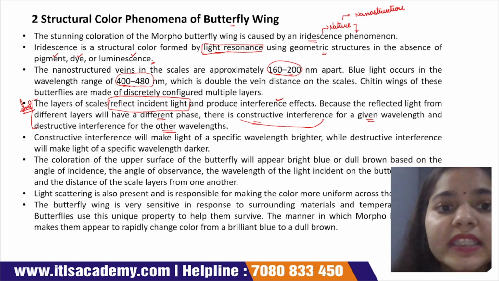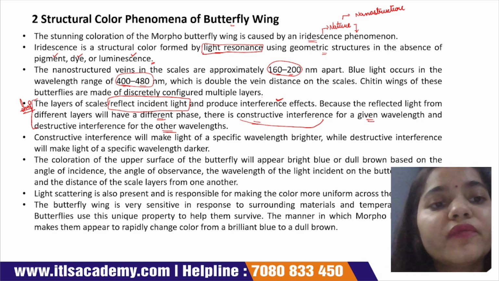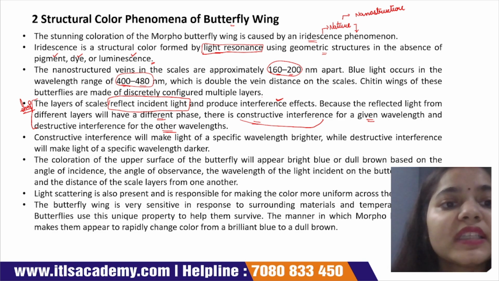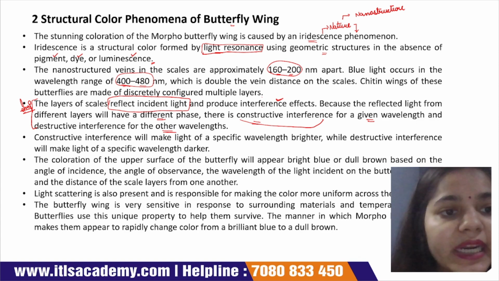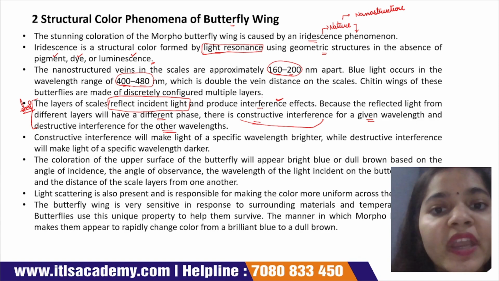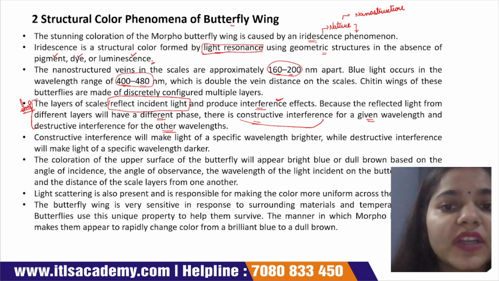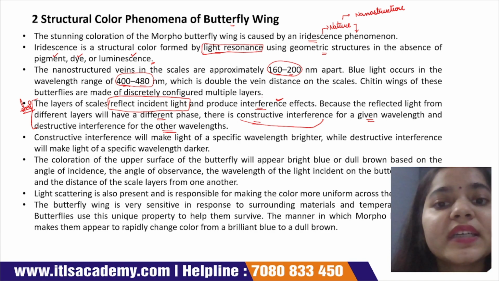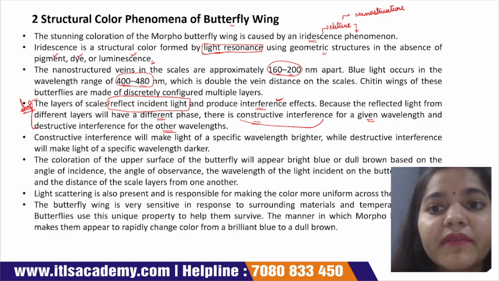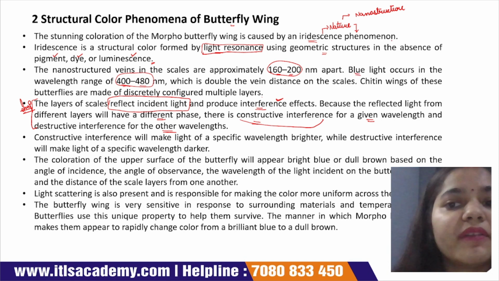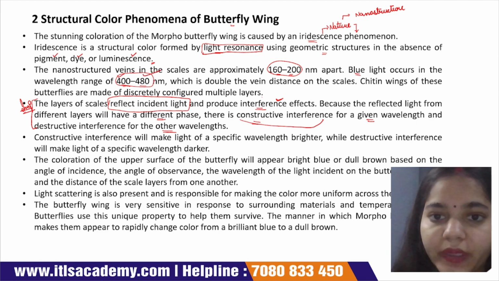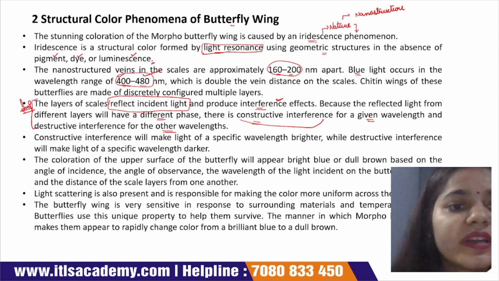Whenever light is reflected on the scales of the butterfly, this reflected light produces interference. Due to this interference, constructive and destructive interference are produced. The constructive interference is produced by the given wavelength, which is blue light, with a wavelength in the 480 nanometer range, and destructive interference is produced by the other wavelengths.